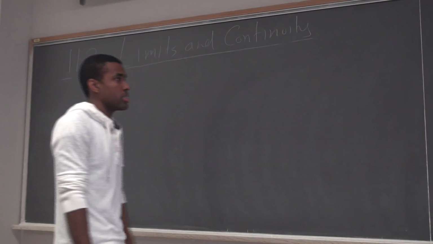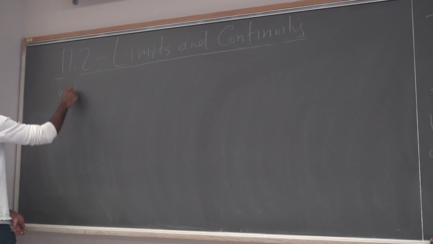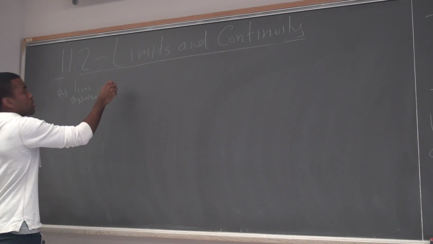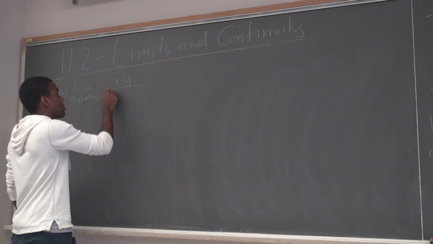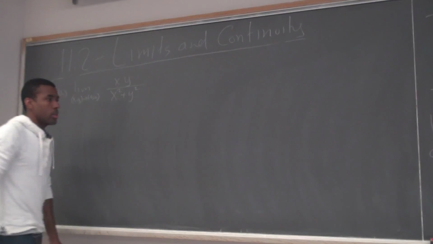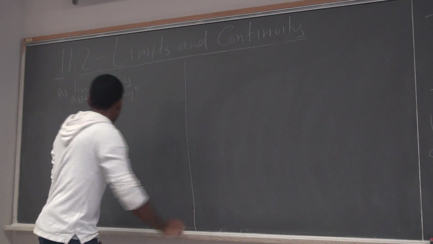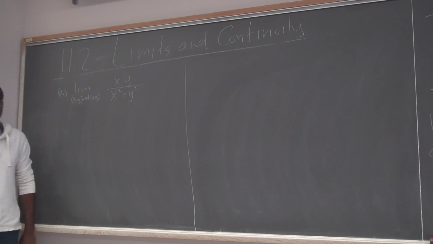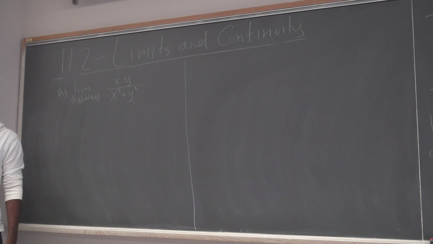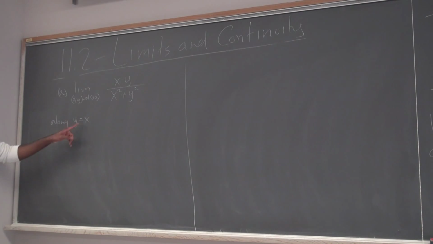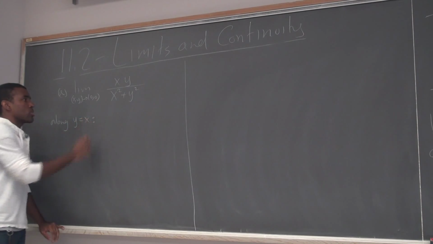But these do not exist. How would I show it? So let's do the first example. I need to find two paths that give me a different z value. Give me a path. Okay, so let's say we're going along the path y equals x. Notice that this is a line that goes through the origin, right? Now along y equals x, what does my limit become?